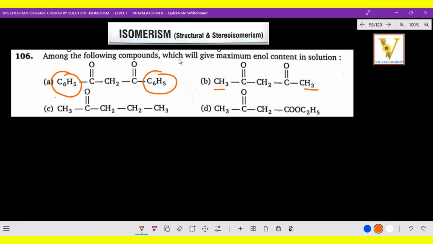So which is the correct option? They are asking which can give maximum enol content. Whichever is providing more resonating structures can give that maximum enol content in the solution. So option A is the correct option. I hope you got the clarity. Come on, let's go to the next question.